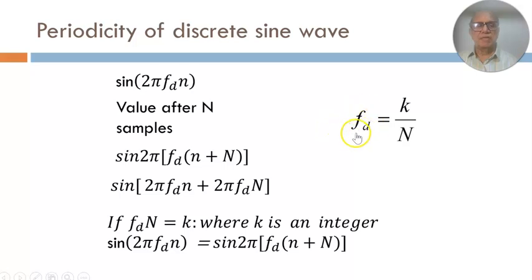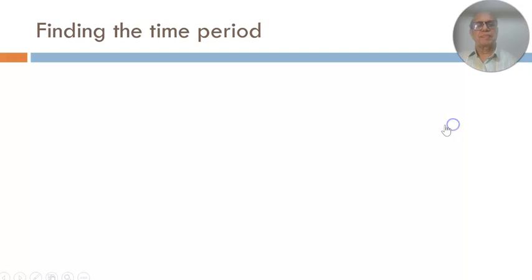And in that case, what is fd? Previously we had defined it as f divided by fs, but now in terms of k and N also we get fd. So actually fd can be defined in two ways. It's a ratio of k by N, where k is an integer and N is the number of samples after which the sine wave repeats. And it's also equal to f by fs.